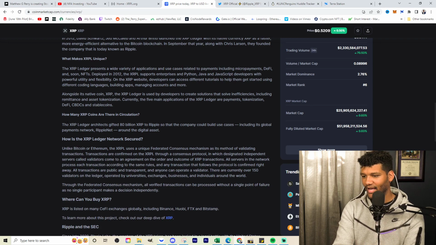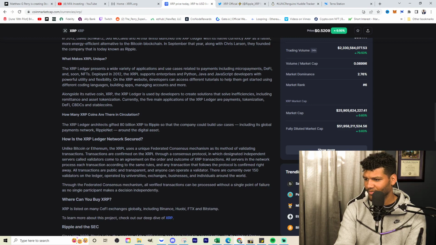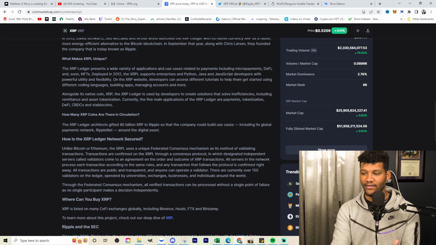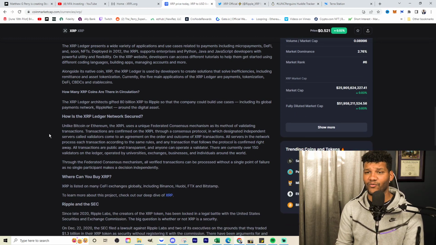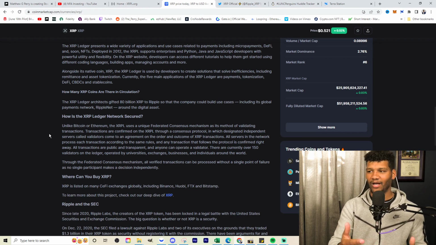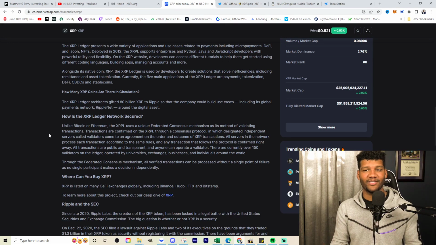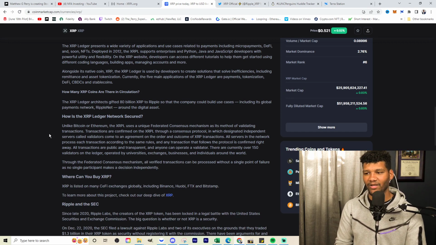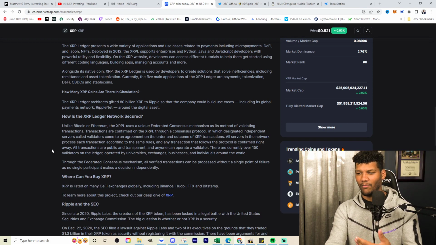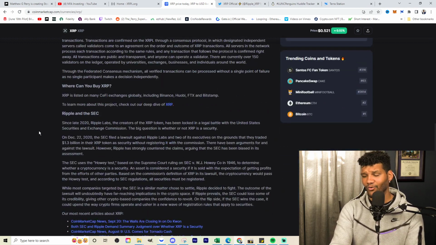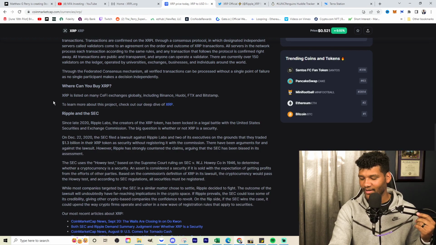If you scroll down here, so we obviously want to get into the big piece, which is like the whole lawsuit and all that stuff. XRP Ledger Architects gifted 80 billion XRP to Ripple so that the company could build use cases, including its global payment network, RippleNet, around the digital asset. So this is obviously huge. This is where a lot of people see a ton of huge value in XRP, is around the payment side of things, being that like cryptocurrency that can be used as a form of payment, just like how Bitcoin is kind of preached around the world to be the world currency, when in reality it costs a lot to really mine Bitcoin, and going through those transactions is not really a nightmare, but definitely more difficult than what you can see with a lot of more modern cryptocurrencies now, since Bitcoin has not really updated anything or done anything to change anything.